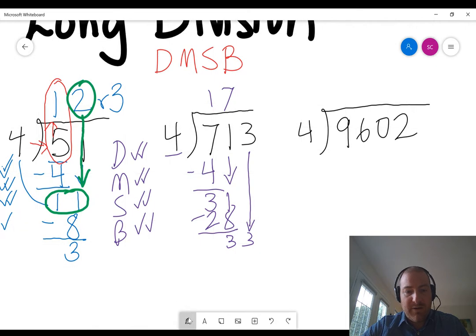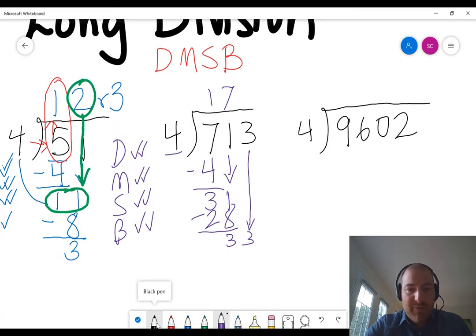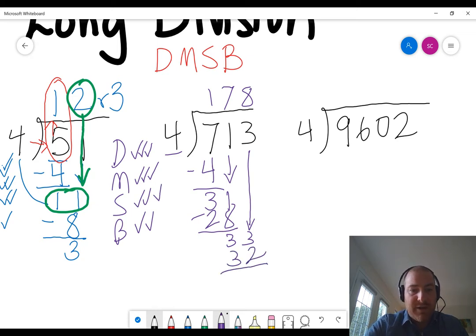I'm just going to move that screen. So now I have my 4 divided into 33. All right, let's have a think. So 4 times 8 is probably going to work. So I've divided in 8 times. 8 times 4 is 32. So that was my multiplication step. And I'm going to do my subtraction step. So I have 33 minus 32 is 1, and there's nothing left to bring down. There's nothing left over there. So I know that this number 1 over here must be a remainder. So I have 178 remainder 1.